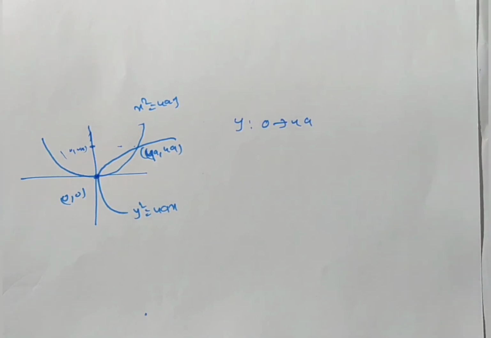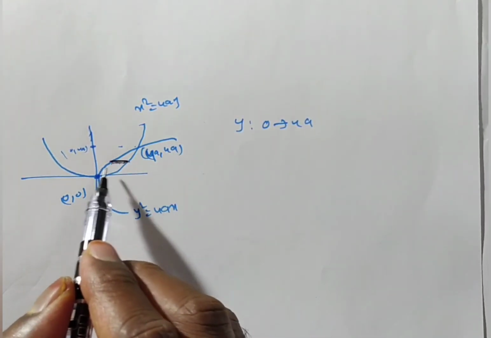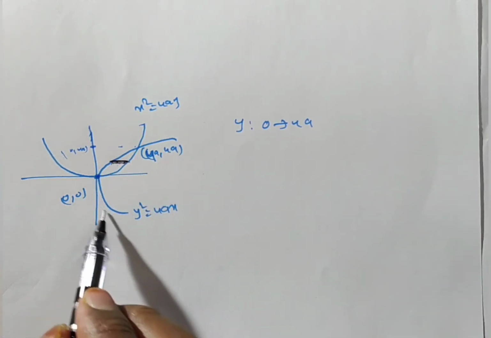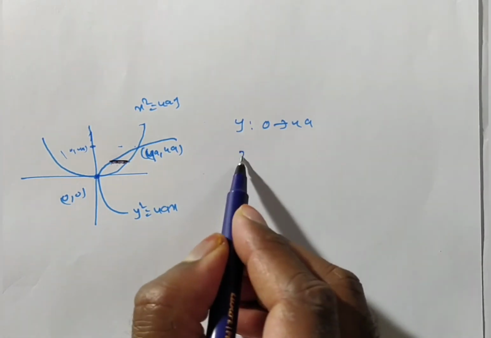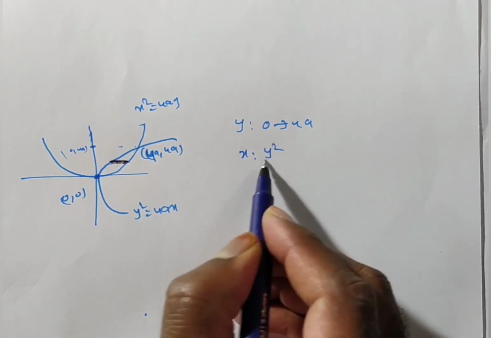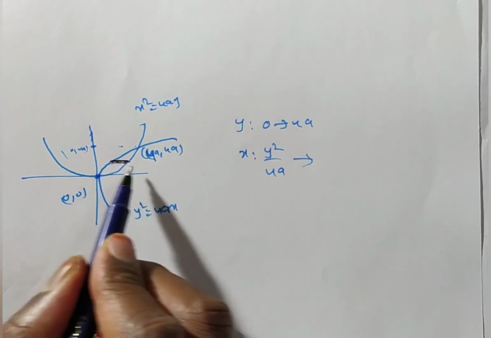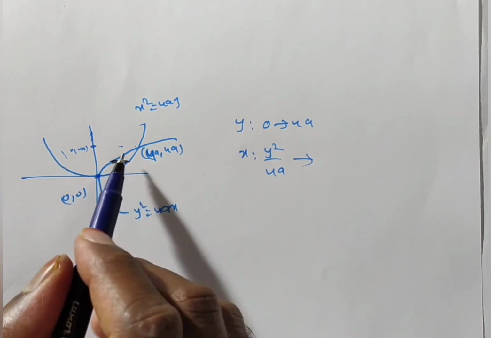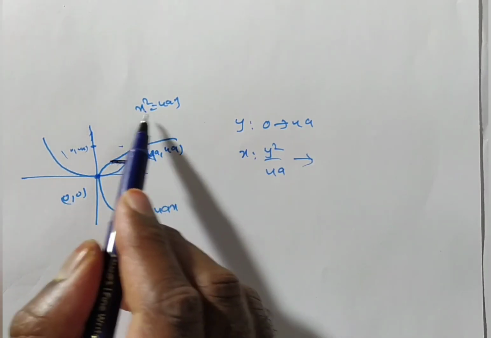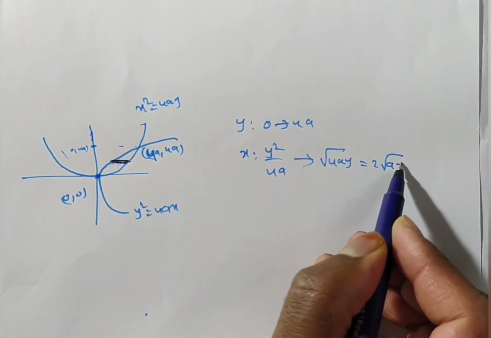Now I want the x limit. In this case, x limit I have to take as dependent on y. So for that, draw a strip parallel to the x-axis. Observe that the strip touches the left side curve, y square equal to 4ax. So x is equal to y square by 4a. Now I want the upper limit, so go for the right side of the strip. The right side curve is x square equal to 4ay. So the x value is the square root of 4ay, nothing but 2 root ay.